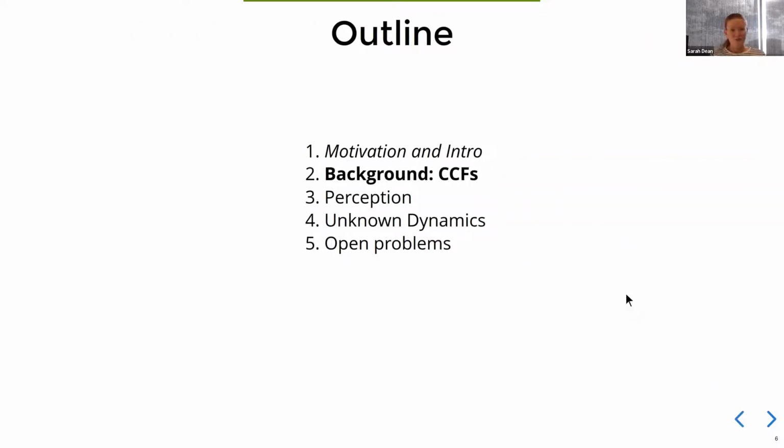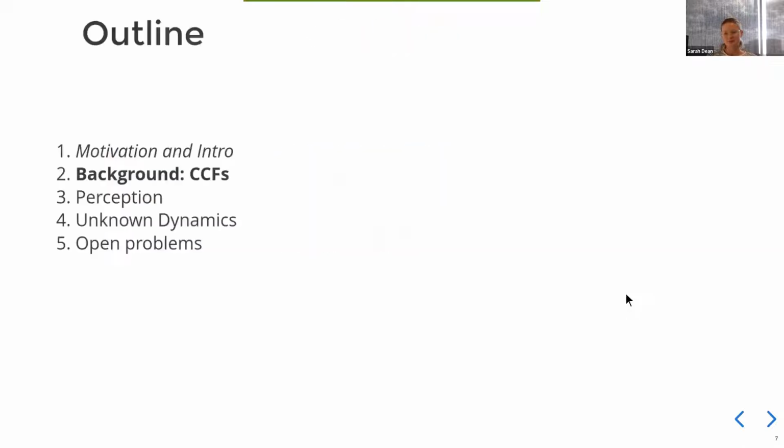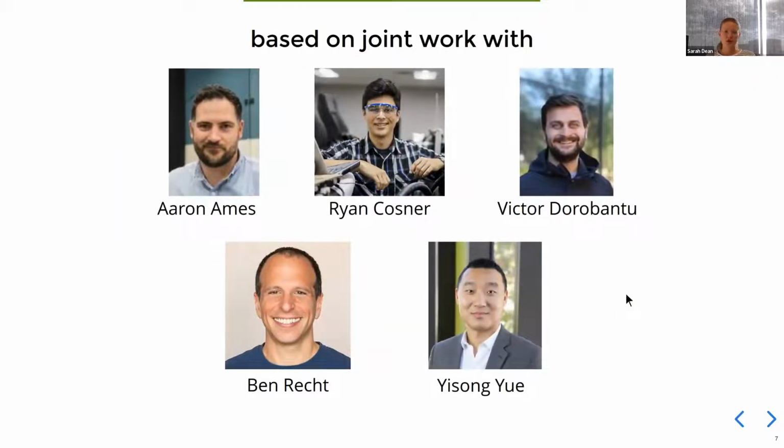So now I'll go into a little bit of background on a method of nonlinear control that allows us to guarantee things like stability and safety, even when we do know these models perfectly. And then I'll talk about two problems arising from uncertainties, first in measurement and then later in dynamics. And then we'll end with a discussion of some dirty laundry and some open problems. Now, this is based on joint work with Andrew, of course, who will jump in halfway through, but also many other collaborators, Aaron Ames, Ryan Cosner, Victor Duran-Bantu, Ben Recht, and Yisang Yu, many of whom are at Caltech and one of whom is at Berkeley.